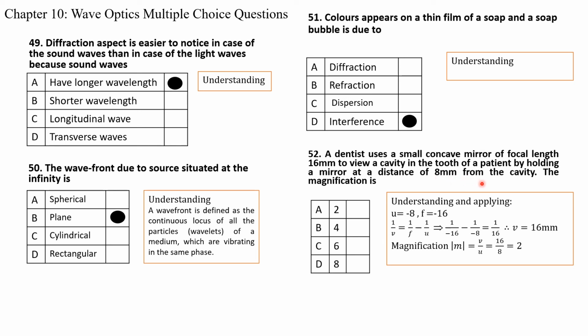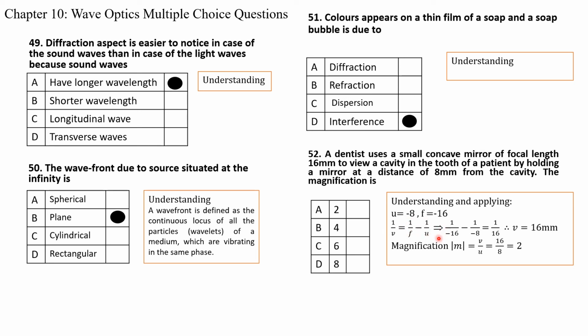So let us calculate first. U is equal to minus 8. That is, the distance of the mirror is 8 mm. Therefore, U is minus 8 and for a concave mirror F is minus 16. Therefore, we know the formula, we have to recollect. The general formula is 1 over F is equal to 1 over V plus 1 over U. Rearranging, we get 1 over V is equal to 1 over F minus 1 over U.